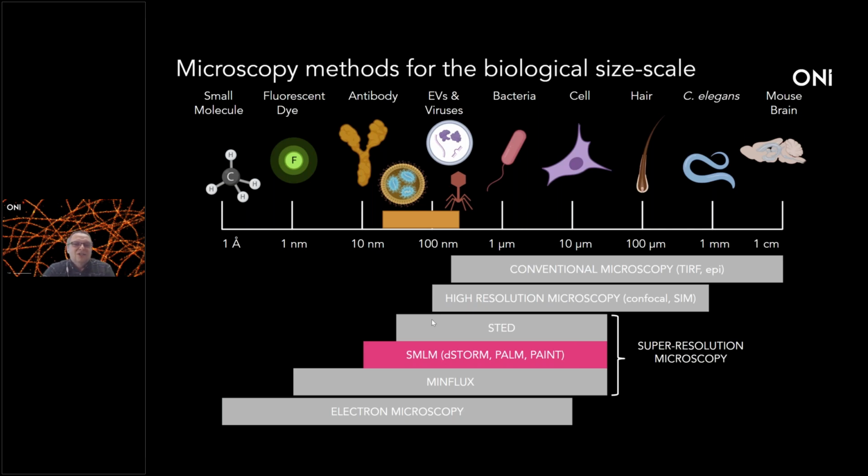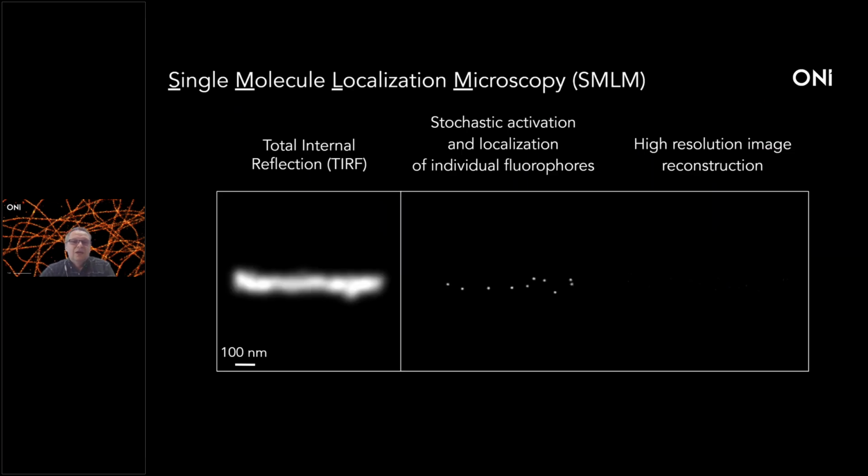One of these technologies, or one of the groups of these technologies, is single molecule localization microscopy. So now I will give you some insight into what single molecule localization microscopy is, and then I will show you how we can use it to study lipid nanoparticles. So what is single molecule localization microscopy? As the name already says, it is about single molecules. We are able to detect individual fluorophores. So how does it actually work?